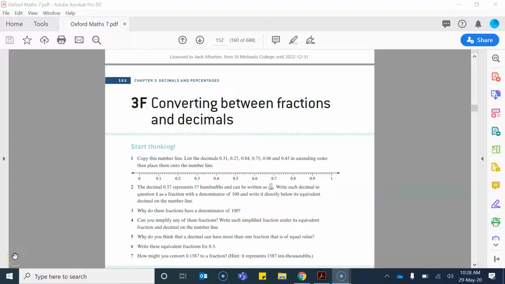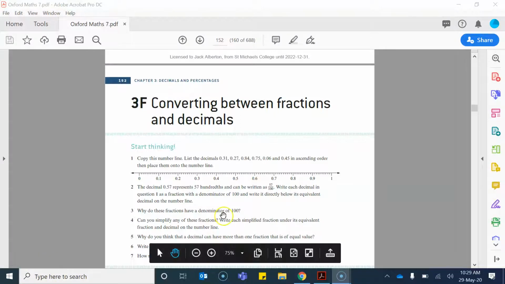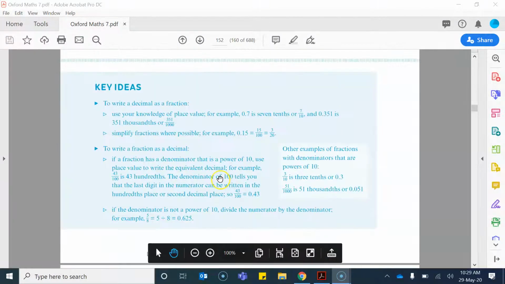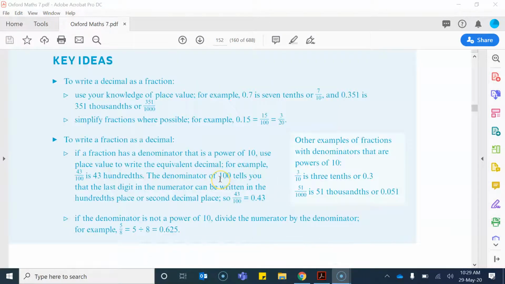Up until now, we've looked at fractions and decimals, and we've looked at addition, subtraction, multiplication, and division of both fractions and decimals. Now, we're going to look at a way to basically convert between the two. So, if a question gives me a fraction, how can I get a decimal? Or if I'm given a decimal, how can I convert that to a fraction?